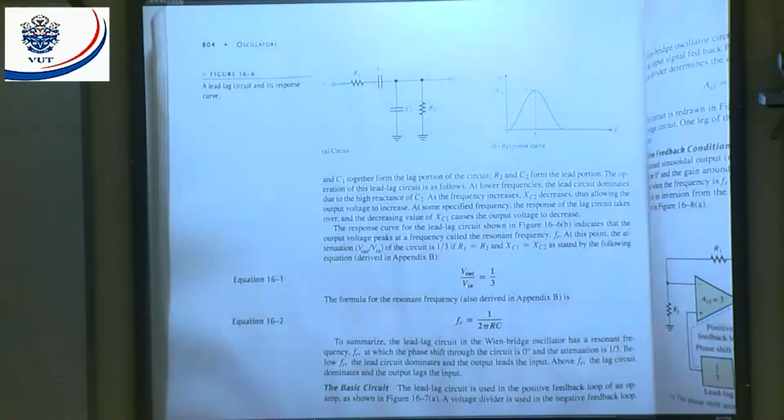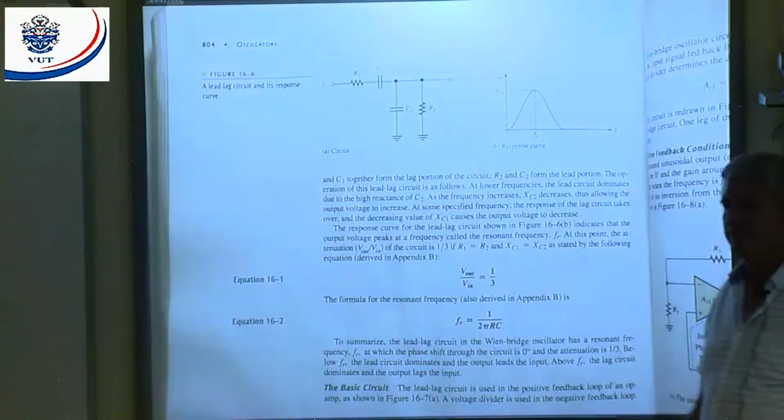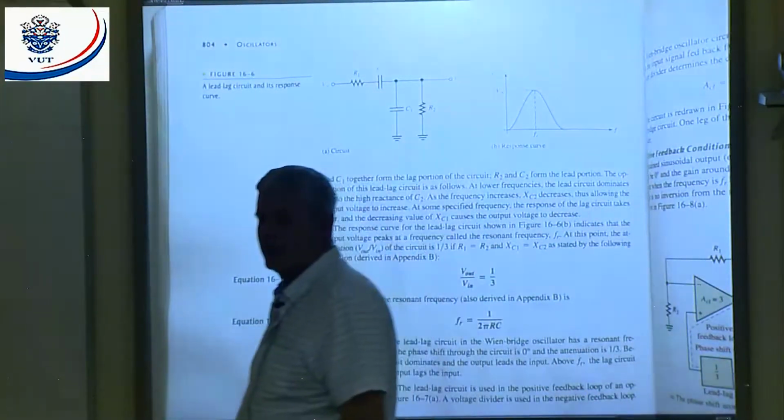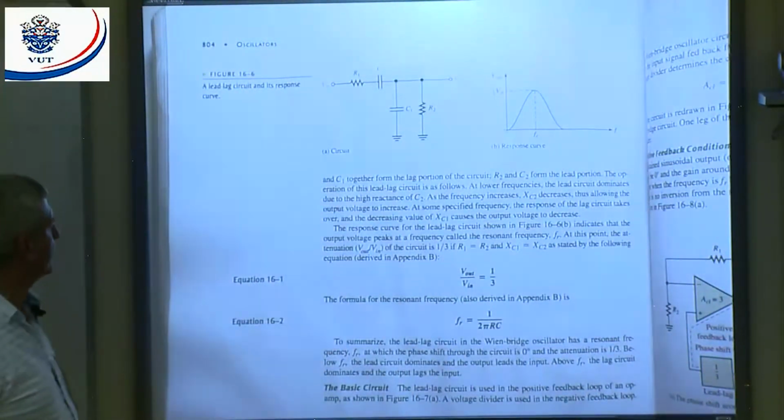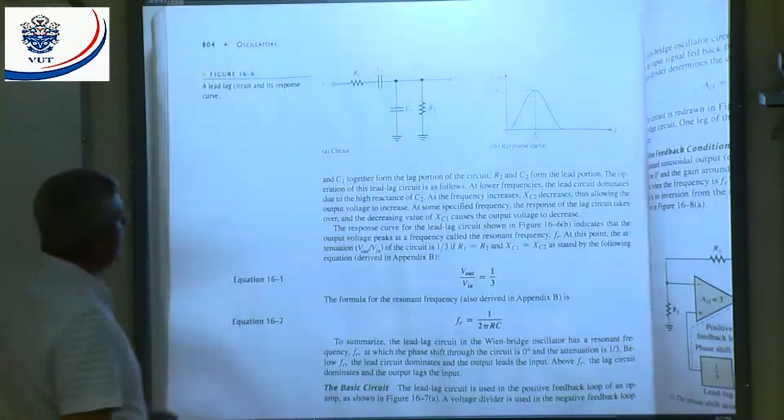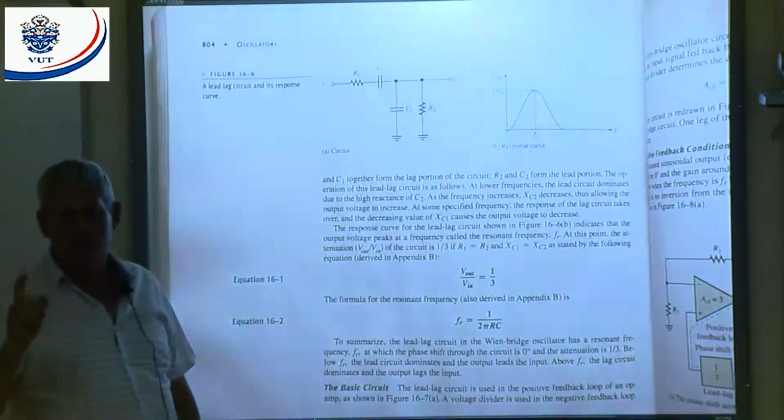That means my attenuation is going to be 1/3. What will the gain of the amplifier be to get a closed loop gain of 1? It should be 3. When I have a gain of 3 for my amplifier, that means my closed loop gain is going to be equal to 1.